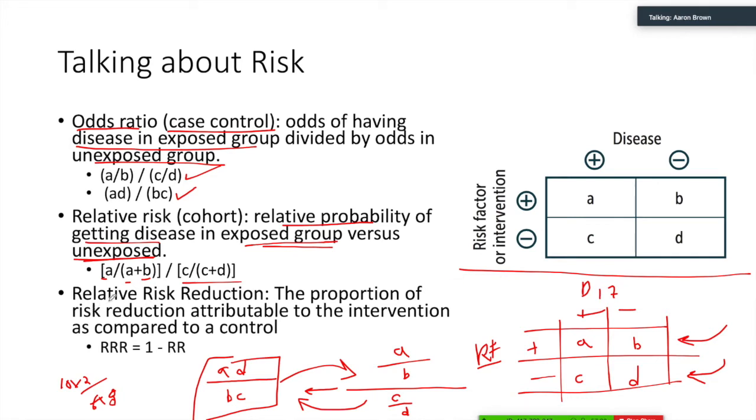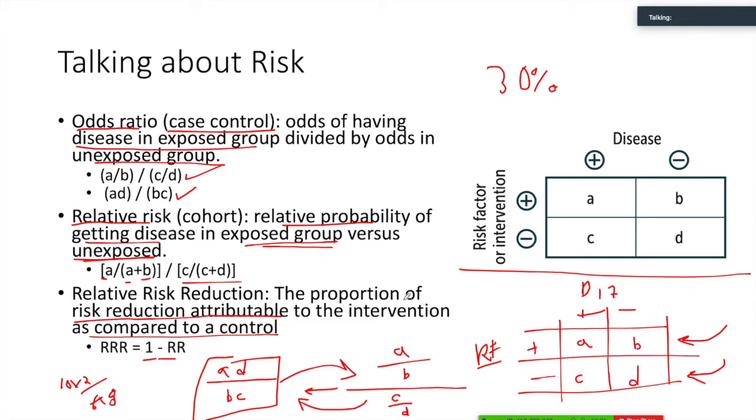That's fine. Relative risk reduction: proportion of risk reduction attributable to the intervention as compared to control. So we have our relative risk. We calculated it out. We said that there is, say, a 30% risk of getting foot fungus if you go into a gym locker room. Okay, that is the probability of getting your foot fungus if you go into that gym locker room. Okay, so how much do we contribute this gym locker room to getting foot fungus? What we do is we do 1 minus that relative risk.